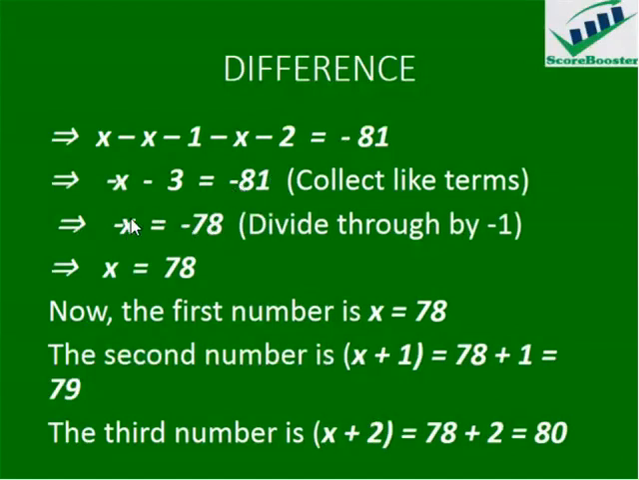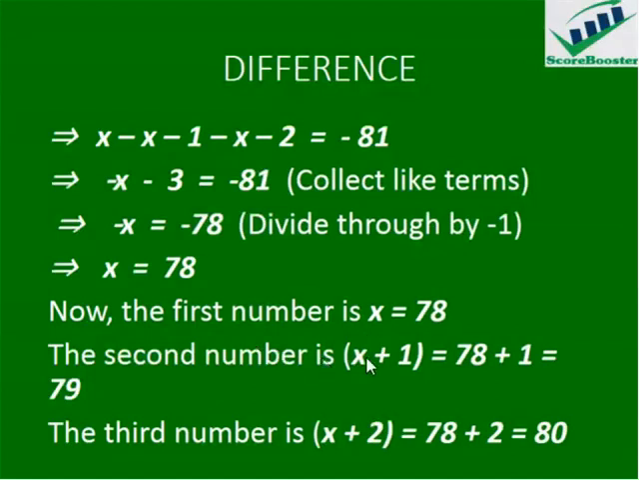But we are looking for ordinary x, not negative x. So what is the coefficient of x here? Minus 1. Whenever you have minus x, it's the same thing as saying minus 1x. So the coefficient of x here is minus 1. So you divide this side and this side by minus 1. When you divide this side by minus 1, the minuses cancel, you are left with x. If you divide this by minus 1, the minus in front of 78 and this minus will also cancel. So the first consecutive number is what? 78, because it is x. So the first number is x equals 78.